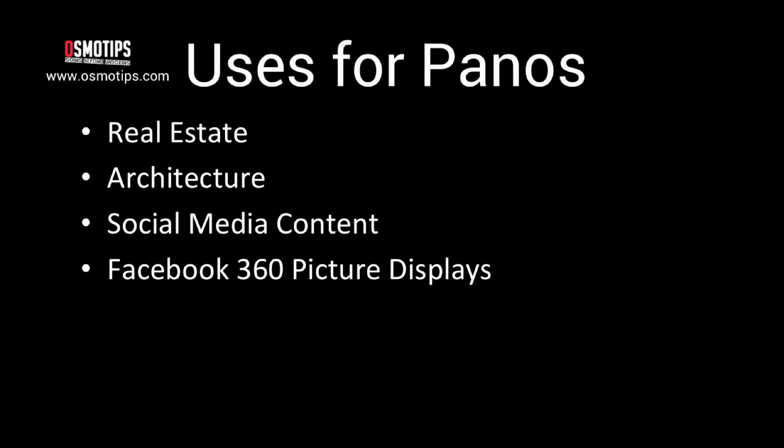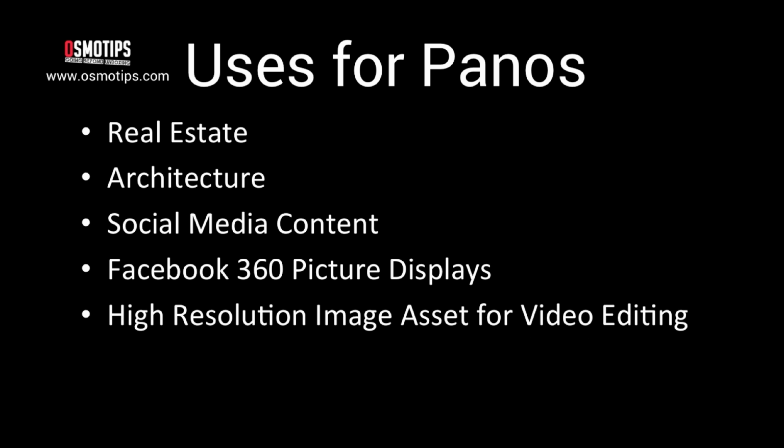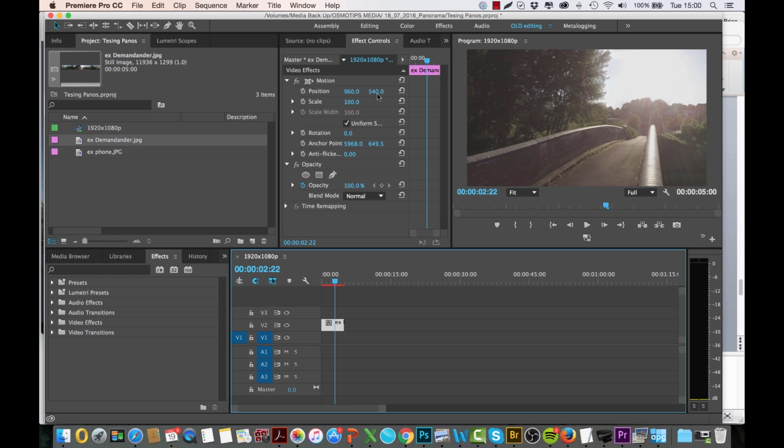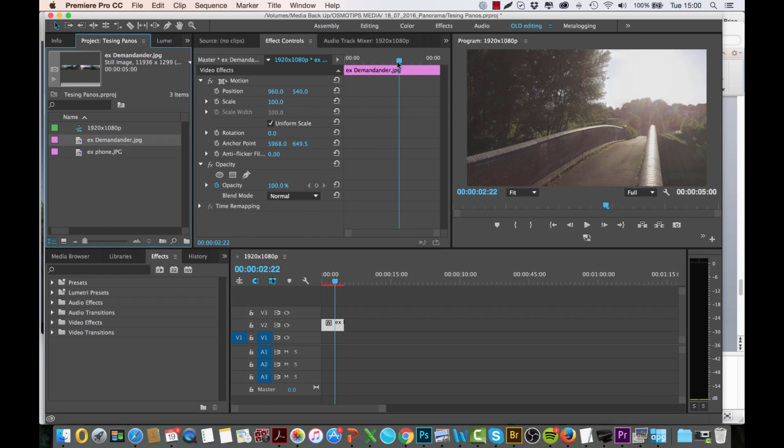So really great feature. You can also use panoramas as a high resolution image asset in video editing. I'll just show you briefly what that means. What you can do is come to the beginning of where this photo starts, put a keyframe for the position, move it down maybe a few seconds, 3, 4, 5 seconds, something like that, put another keyframe, and then change the position.